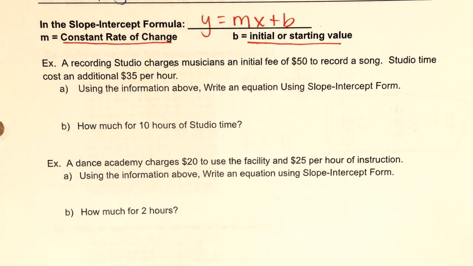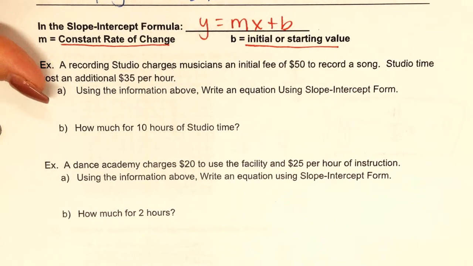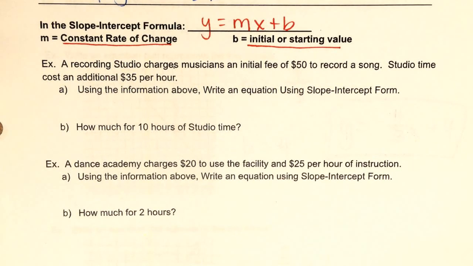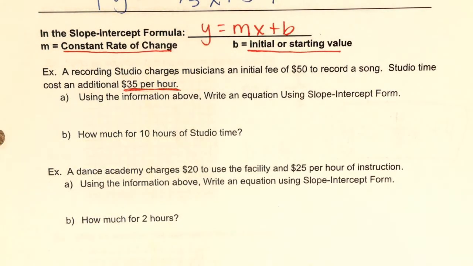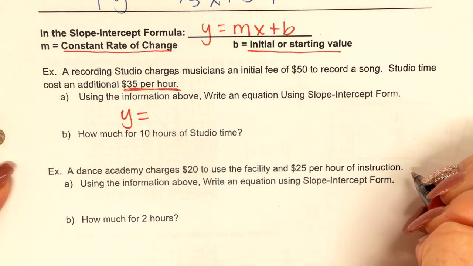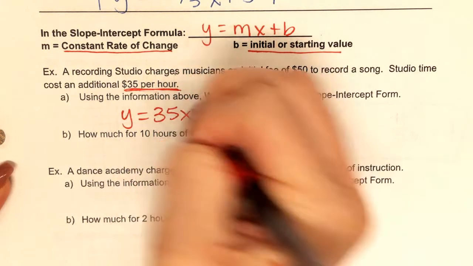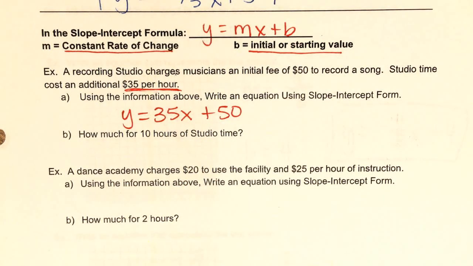It says a recording studio charges musicians an initial fee. So is that the M or the B? All right, of $50 to record a song. Studio time costs an additional $35 per hour. You know that that's the slope because it has that clue word. It's a rate. It's a rate of change. So how would I write this? Y equals 35x plus 50.